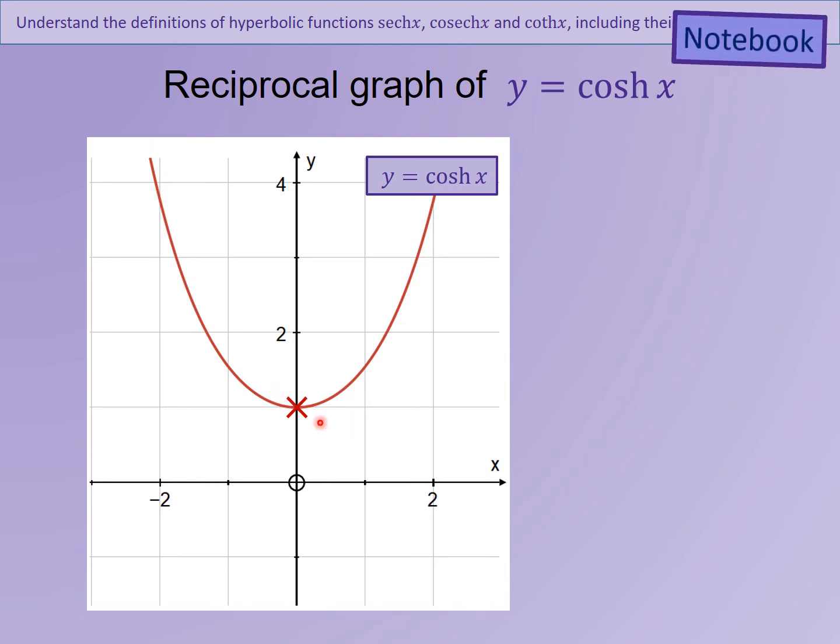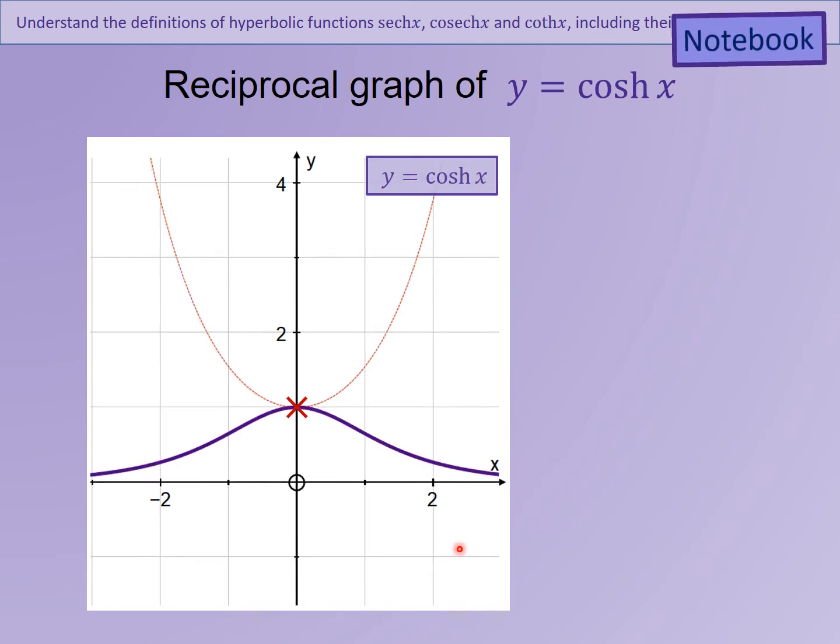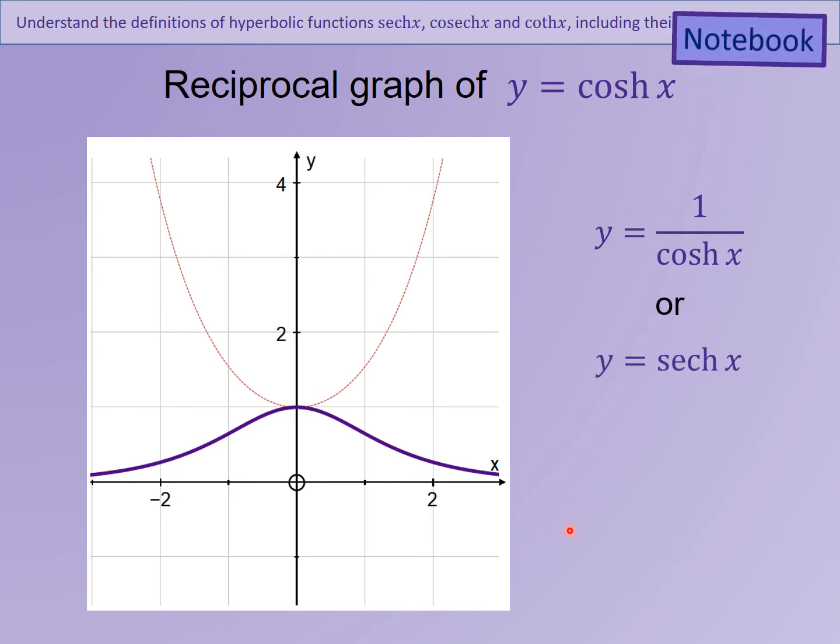Same on this side. As that part gets bigger, 1 over it will get closer and closer to 0. So it's going to come up and tail off there. That's a stationary point, so it's going to be a stationary point for the reciprocal graph as well, and then it will do that. So there we go. That's what the graph of 1 over cosh looks like. So if I know what the graph of 1 over cosh looks like, then I know what the graph of sech looks like.